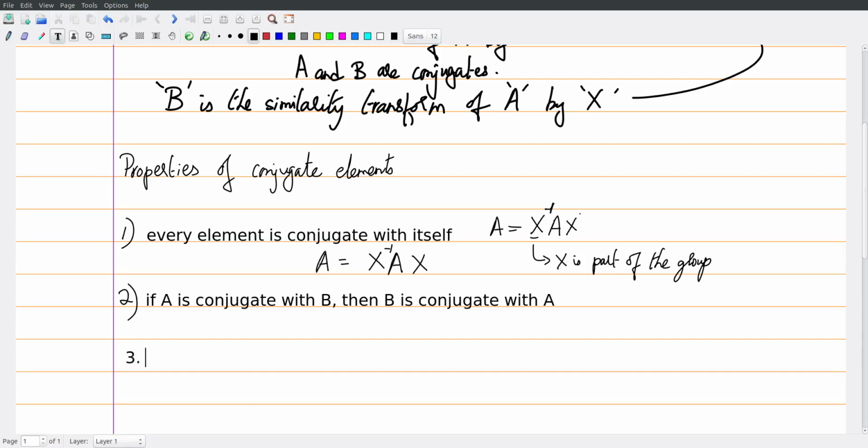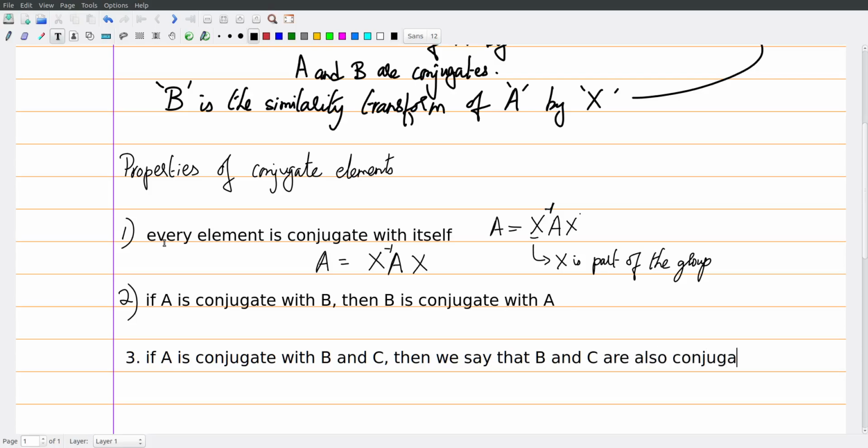Now what's the third one? So there is a third property. If A is conjugate with B and C, or in other words, if A is conjugate with B and A is also conjugate with C, then we say that B and C are also conjugates. Okay, that is, if A is conjugate with B and also conjugate with C, then B and C are also conjugates. Okay, right.